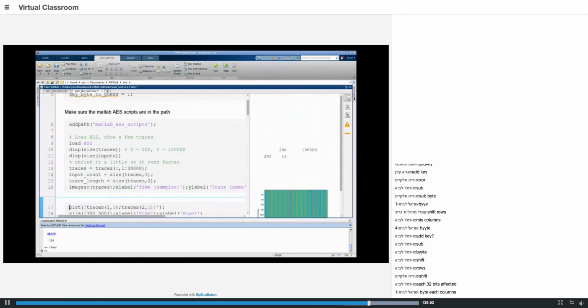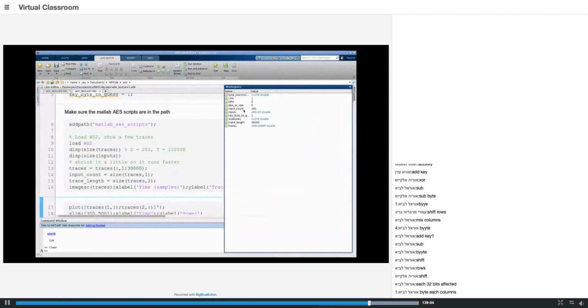So WS2 has 200 inputs. Each input has a trace associated with it. So can anybody tell me why is the array inputs 200 times 16? Why is each input size 16? Bytes. Yeah, this is the input to the AES encryption.